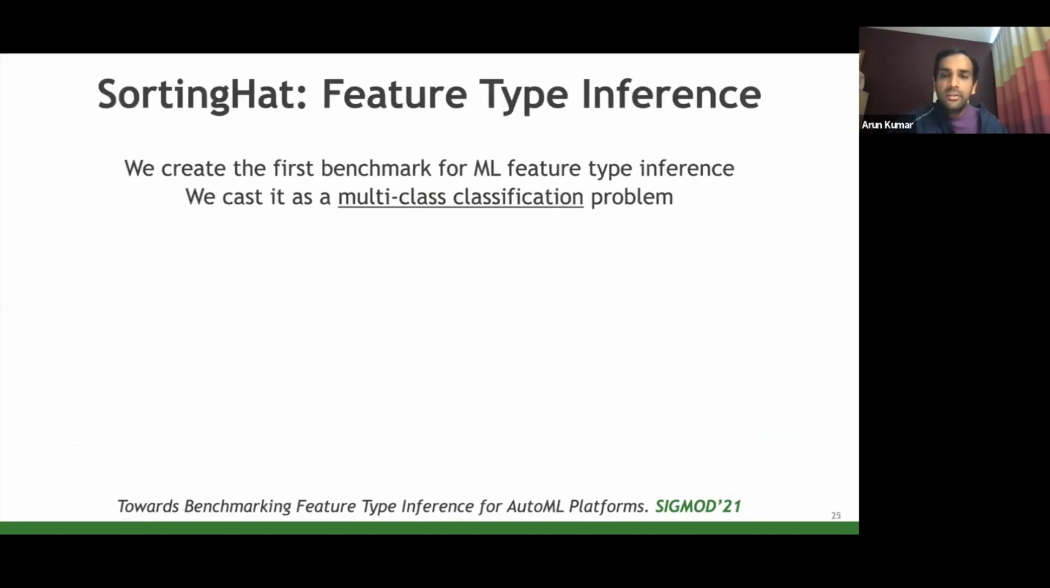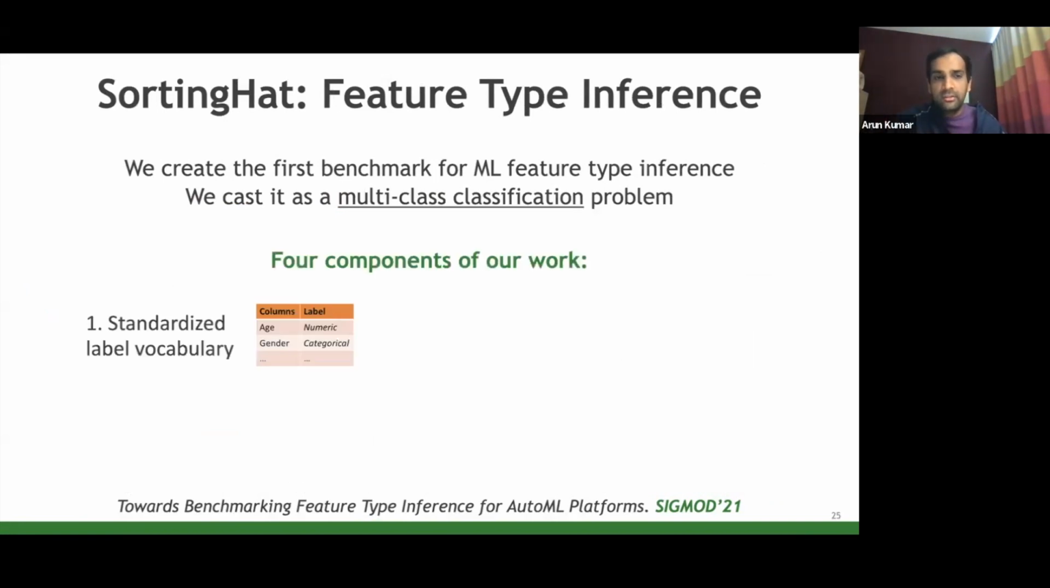Let me dive a little bit into the schema inference task. We've actually published a SIGMOD paper about this. We created the first benchmark for this task of feature type inference. How do you detect what feature types are present in the tabular data file for ML? We classed it as a multi-class classification problem. Basically, 4 things that we did. We standardized the label vocabulary based on unifying things from TFDV, AutoGluon, Transmogrif, and many of these other open source tools to identify these are the categories of discrete labels: numeric, categorical, timestamp, string, and so on.